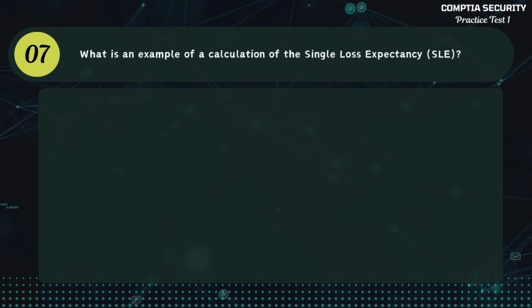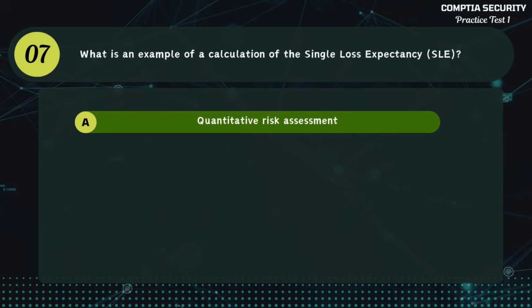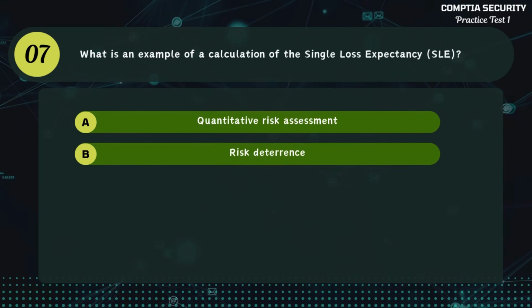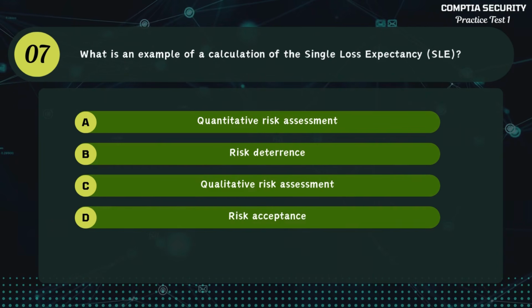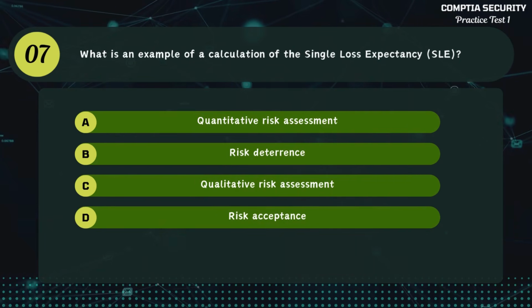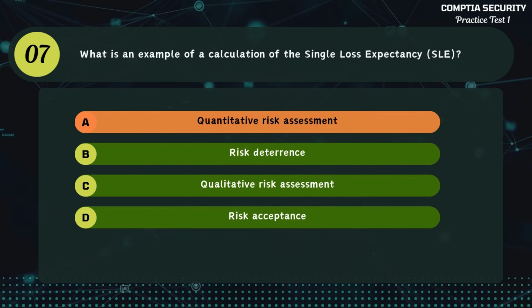Question 7. What is an example of a calculation of the single loss expectancy? A. Quantitative risk assessment. B. Risk deterrence. C. Qualitative risk assessment. D. Risk acceptance. Correct answer A. Quantitative risk assessment.